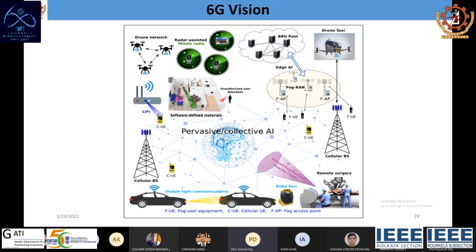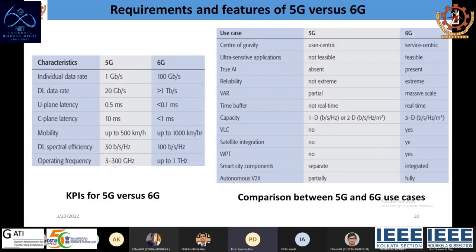So in 6G, UAVs not only provide radio coverage, but must also be service providers and computing servers. Basically, it will bring a lot of synergy with other emerging technologies. AI will let the network learn and dynamically find the best path for the UAV, and also optimize the other parameters. So dynamic configuration of network topology will be possible. These are the requirements and features of 5G versus 6G. These are the KPI comparisons, 5G versus 6G.